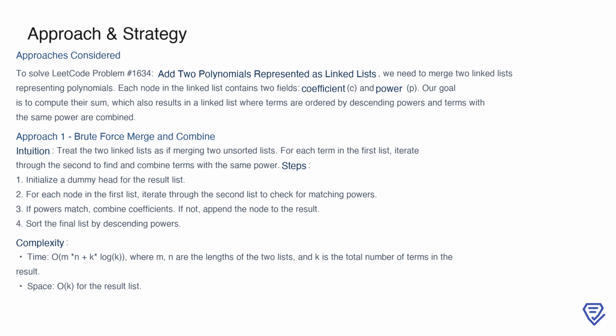While straightforward, this approach requires nested iterations and a sorting step, making it inefficient for larger inputs. The time complexity is O(m*n + k*log k), where m and n are the lengths of the two input lists, and k is the total number of terms in the result. It also requires O(k) space for the result list.